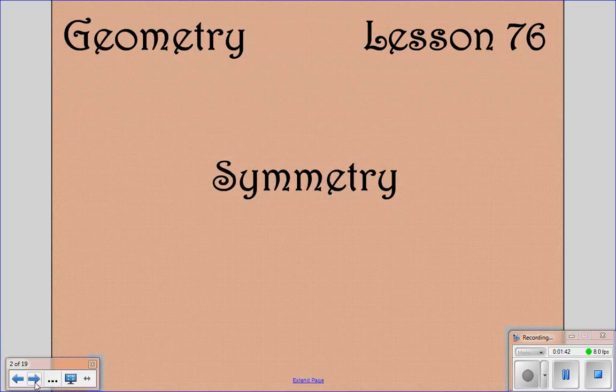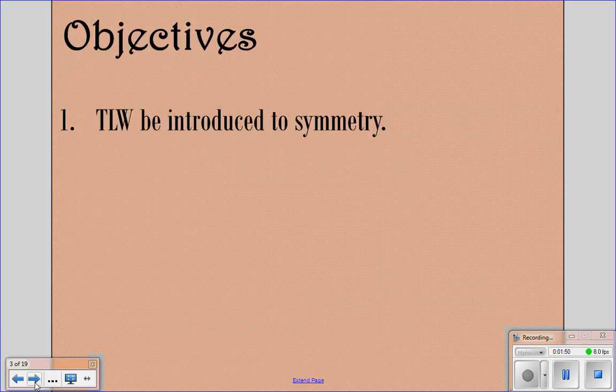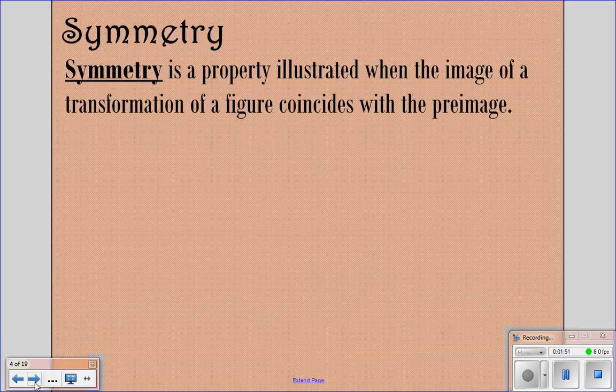So we're looking at lesson 76 today, dealing with symmetry. So hopefully after this lesson you will understand how symmetry works. So symmetry is a property illustrated when the image of a transformation of a figure coincides with the pre-image. So whenever your image and your pre-image coincide, that's whenever you're going to have some symmetry.